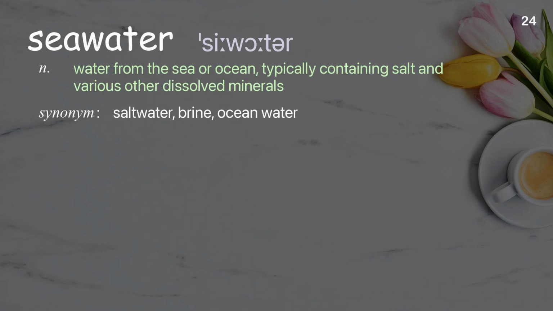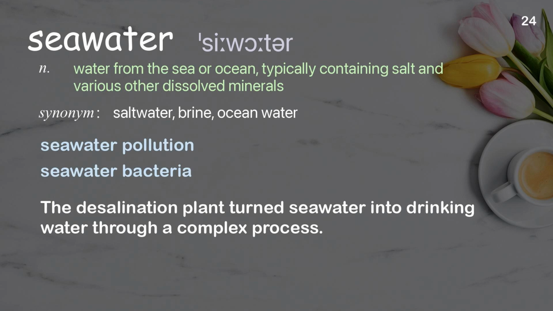Seawater. Water from the sea or ocean, typically containing salt and various other dissolved minerals. Examples: Seawater pollution. Seawater bacteria. The desalination plant turned seawater into drinking water through a complex process.